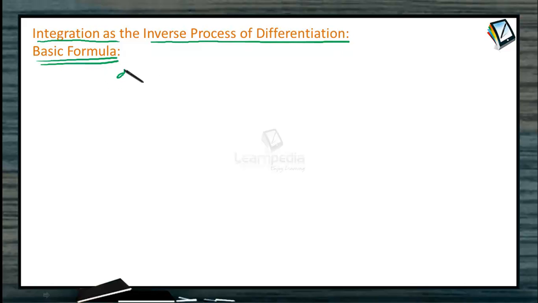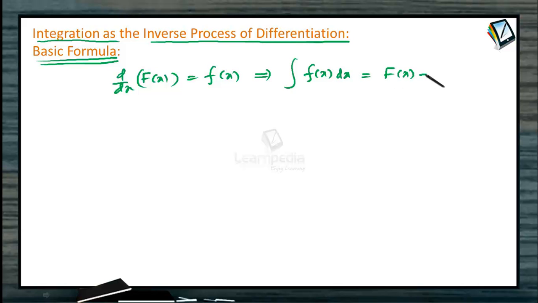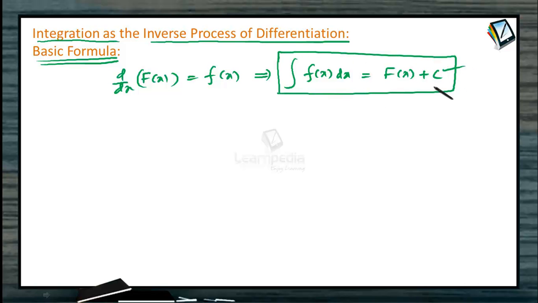As we have seen, when d by dx of capital F of x is taken as small f of x, it implies we say integral of f of x dx, where f of x is the integrand, and this will give you capital F of x plus c as its integral, c being the integration constant.